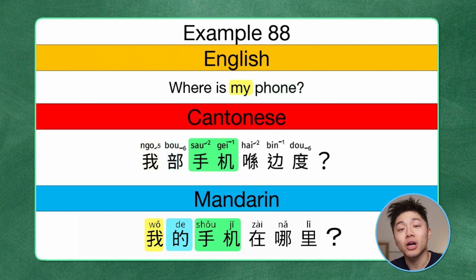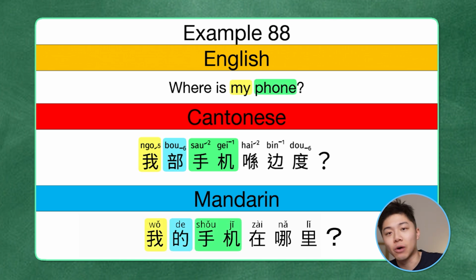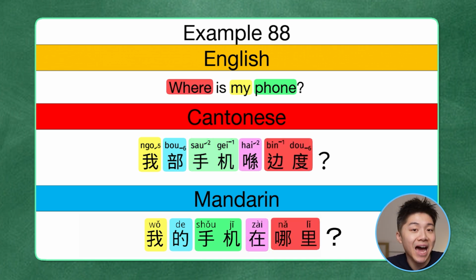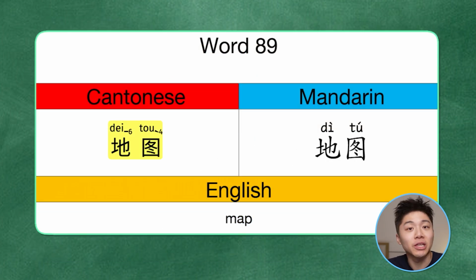Moving on. So 我部手機, in Mandarin, 我的手機. 手機 is phone, Mandarin, 手機. 喺 means at, in Mandarin, 在. And then 邊度 means where, in Mandarin, 哪裡.